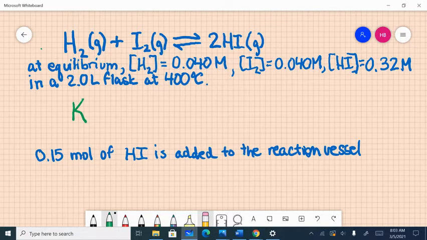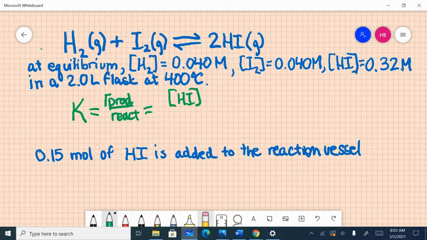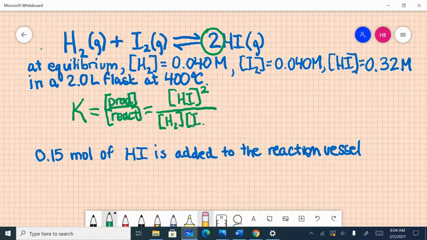The equilibrium constant, if you remember, is products over the reactants. And they're going to be raised to the coefficients from the balanced chemical equation. So this is going to be concentration of products, and in this case, the coefficient for HI from the balanced chemical equation is 2. So it will be HI squared over the concentration of the reactants multiplied by each other. This is our equilibrium constant expression.